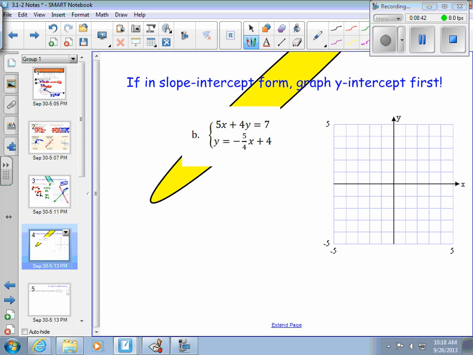On this next one, they also want us to graph here. Why don't you try this one out for tomorrow? See if you can do B and see what you get for an answer for B. So you guys try that one out for tomorrow.